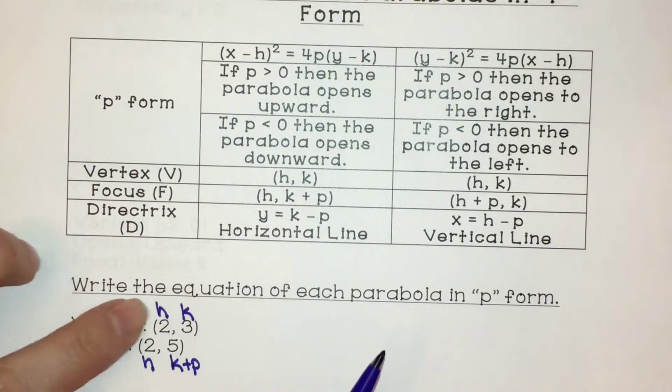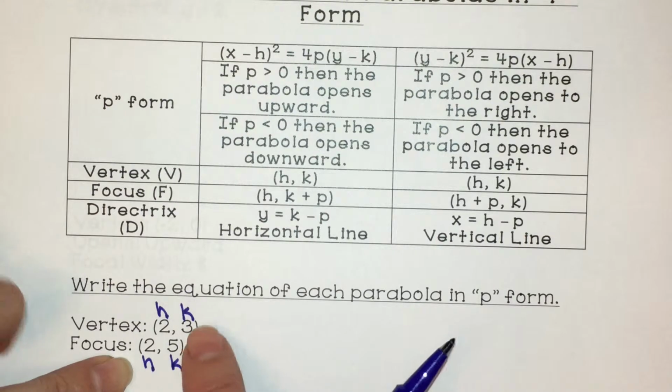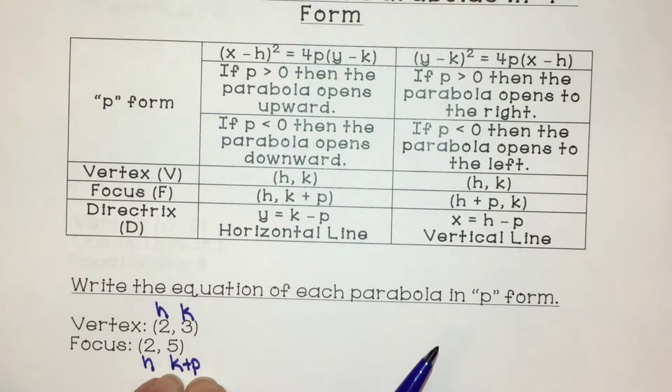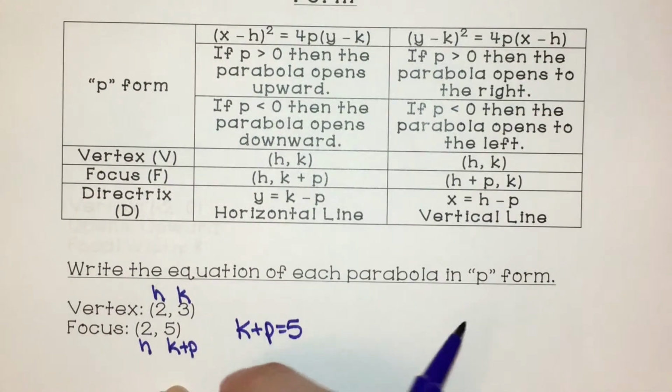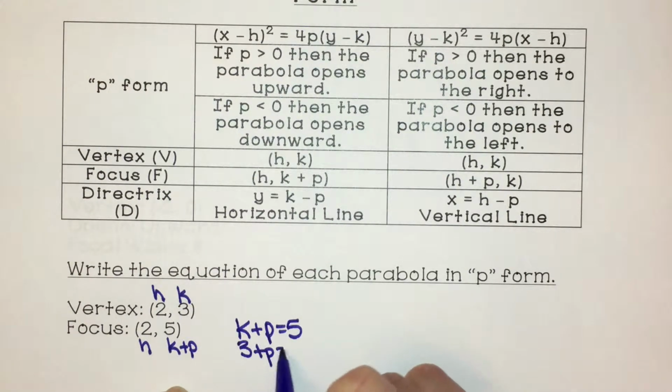So I know what h is. h is 2. I know k is 3, but I need to know what p is, because in the focus, the y-coordinate is k plus p. And I know that k plus p equals 5. But I also know that k is equal to 3, so I'm just going to substitute 3 in for k. 3 plus p equals 5. Well, I can see right away that p has to equal 2.